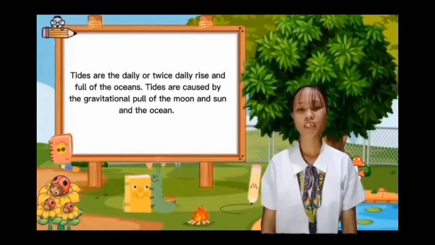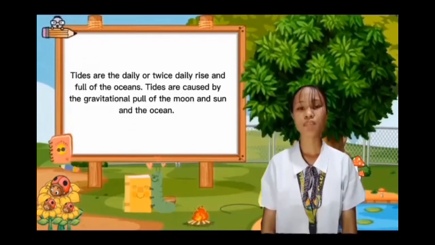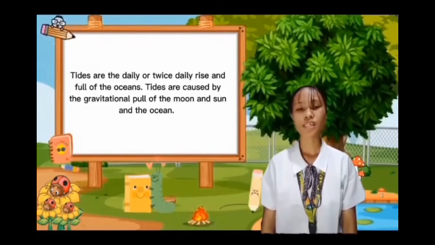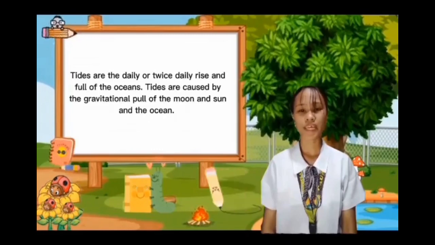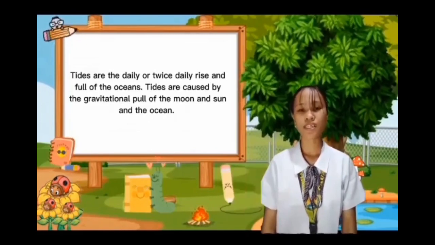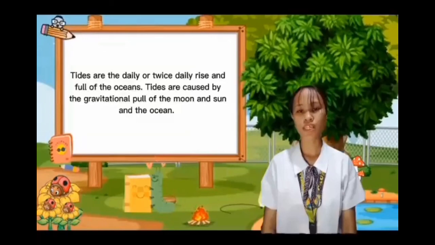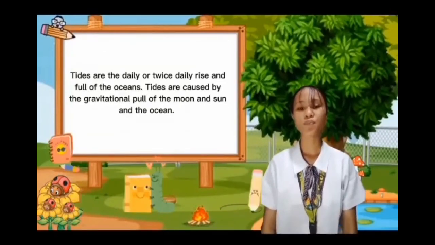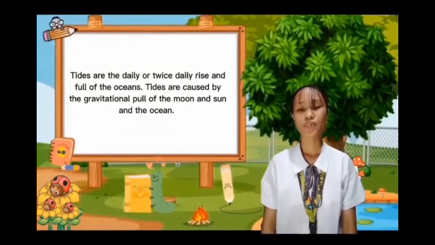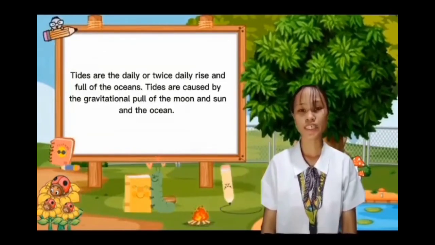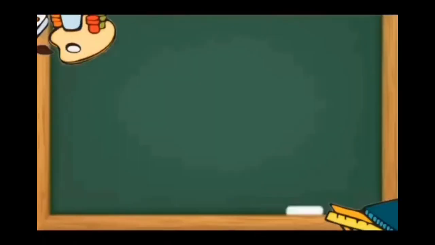Smaller tides are called neap tides. Neap tide happens when the earth, sun, and moon form a right angle. This causes the sun and the moon to pull the water in two different directions. Neap tides happen during the first quarter or third quarter moon.